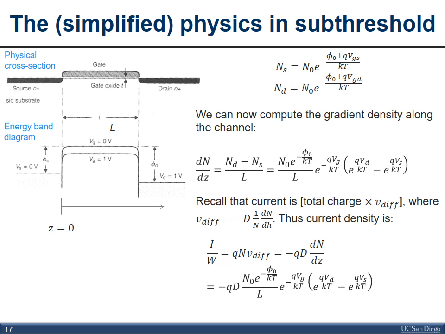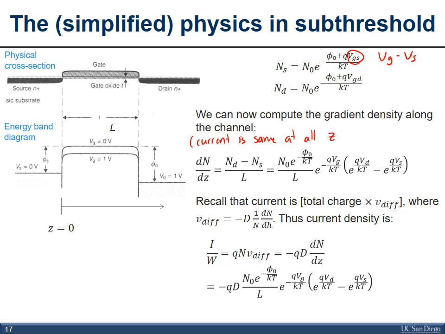Okay. So now that we have these expressions here, of course, we can say VGS is just VG minus VS, just to be extra clear, and these should be uppercase V's to distinguish them from velocities. We can now compute the gradient density along the channel. In order to do this, current has to be the same at all distances in Z from 0 to L.